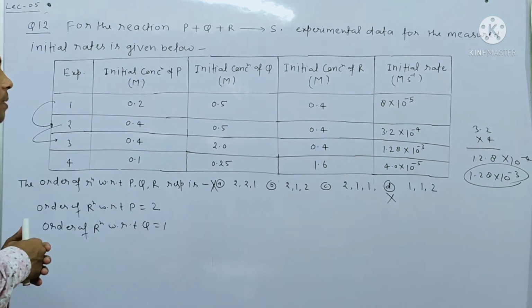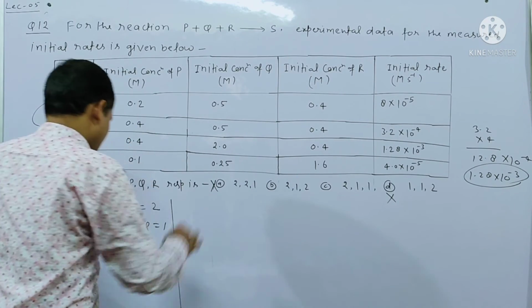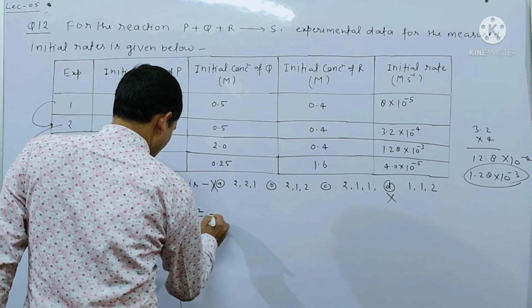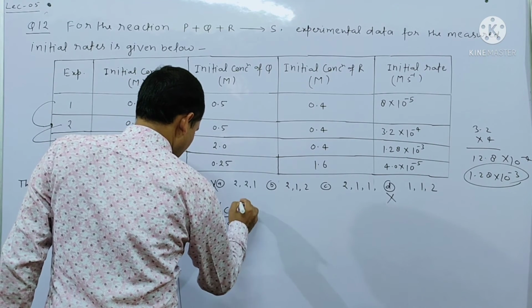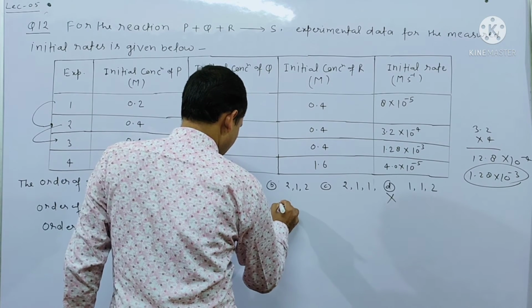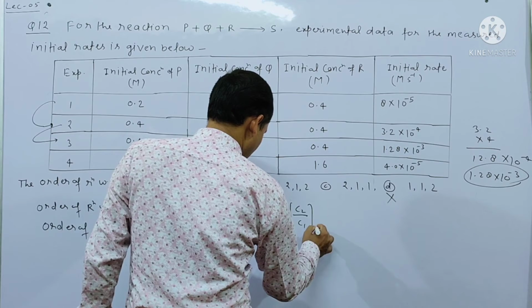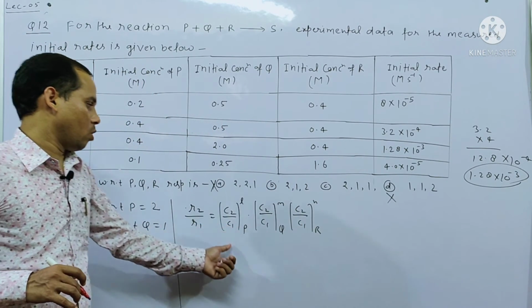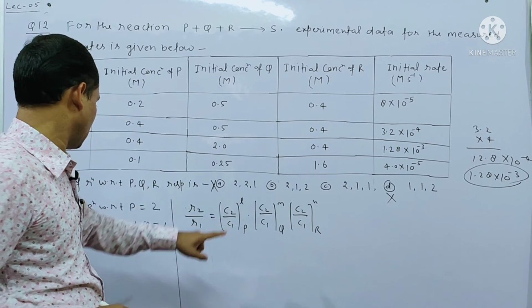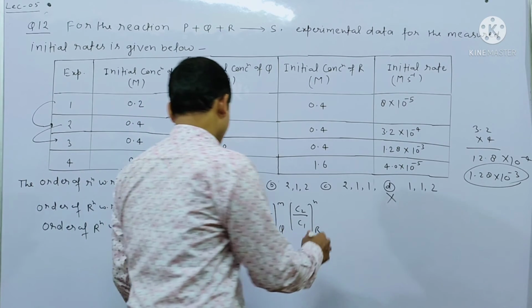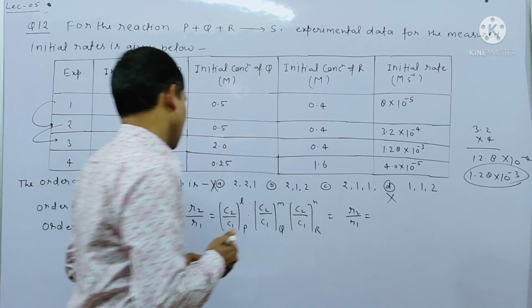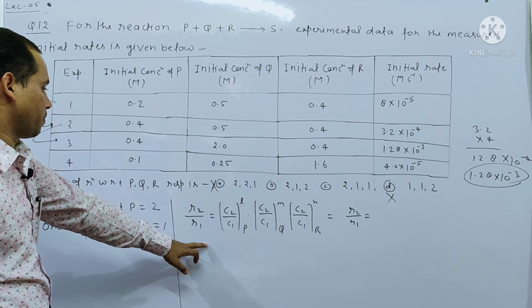So now we apply the method of initial rate. How can we apply it? Here, R2 upon R1 equals C2 upon C1 for P to the power L, into C2 upon C1 for Q to the power M, into C2 upon C1 for R to the power N. We already know the values of L and M, meaning we already calculated the orders for the reactants P and Q. So we can put here R2 upon R1 equal to C2 upon C1 for P.